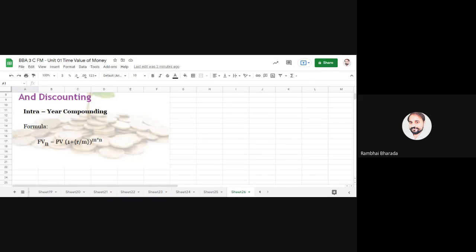Are we clear about the concept and formula? Again, I repeat in one line, whenever the calculation of interest will be done in between the year, at that time it is called intra-year compounding. Intra-year means during the year. So for more clarification, let me share one practical question with you.